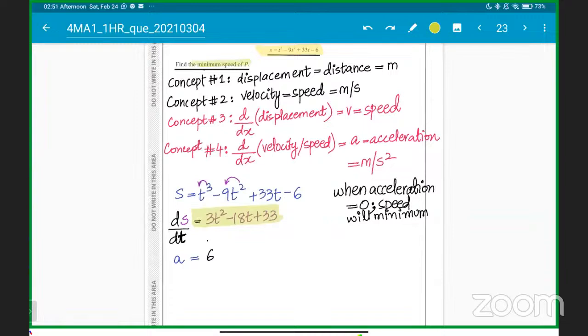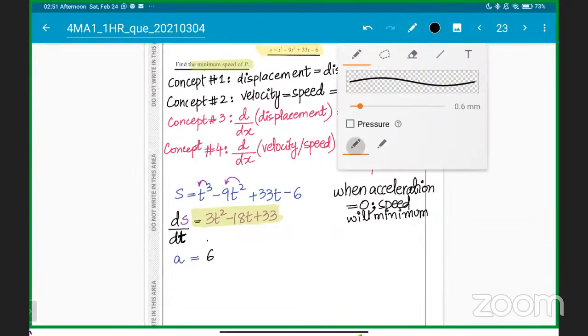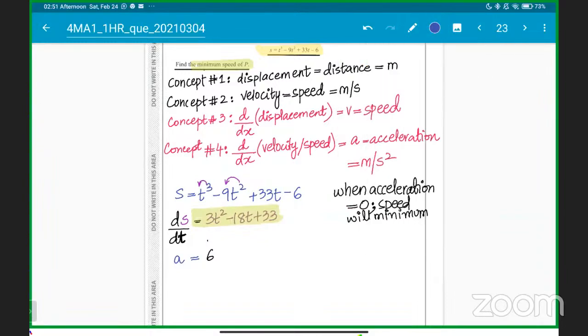So what will be the time when there will be minimum speed? What will be the time at point P when there will be a minimum speed? It will be simple: when the acceleration is 0. So you have to differentiate that. 3t squared will become 6t minus 18. Is everyone with me following that?